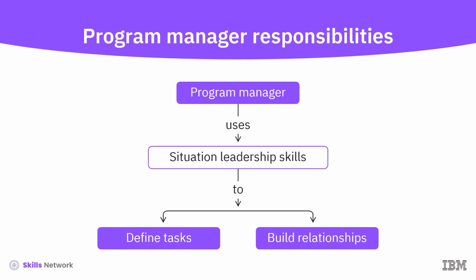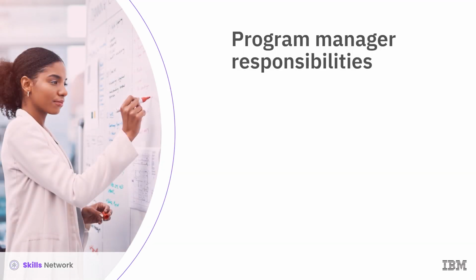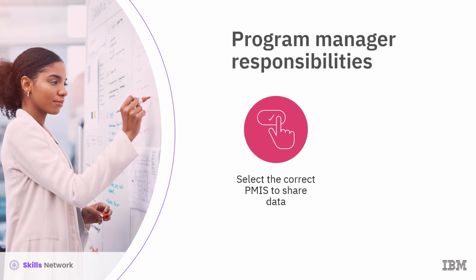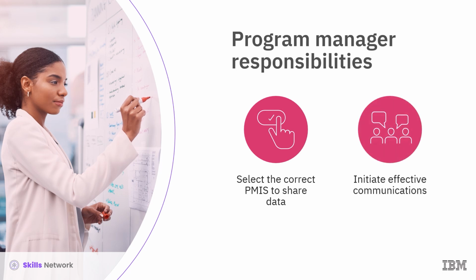This way, the program manager should always use situational leadership skills to define tasks and build relationships that are acceptable to each individual stakeholder. Next, the program manager should also select the correct Project Manager Information System, or PMIS, to share data and initiate effective communications. Examples of such tools include Microsoft Project, Primavera, Asana, Jira, and Smartsheet.